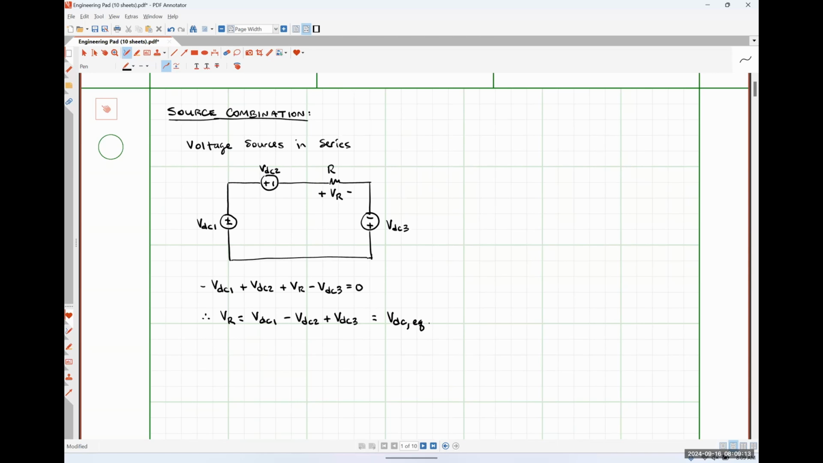So if we followed a current around our circuit in a clockwise direction, we could see that VDC1 and VDC3 have the same polarity because the current would be hitting the negative polarity terminals of those first. VDC2 is of the opposite polarity because it hits the positive polarity terminal first, and our equivalent DC voltage is just the difference between all of the ones where it hits the negative polarity terminal first minus the ones where it hits the positive polarity terminal first.